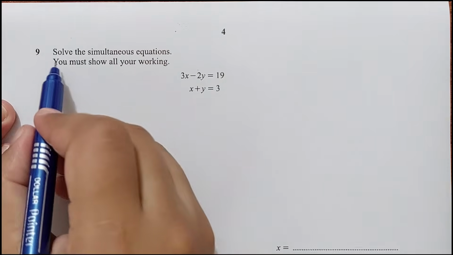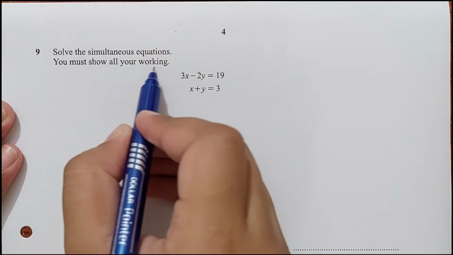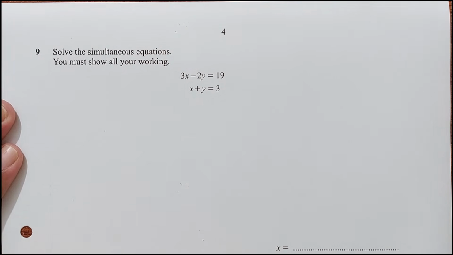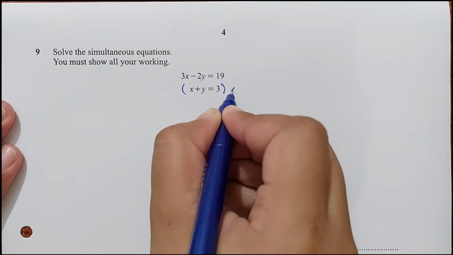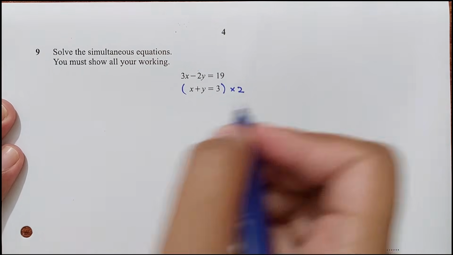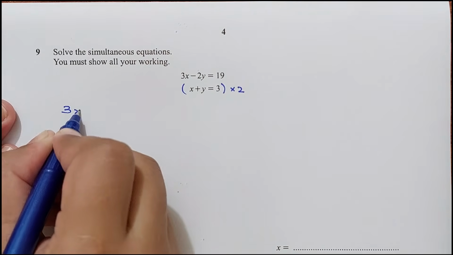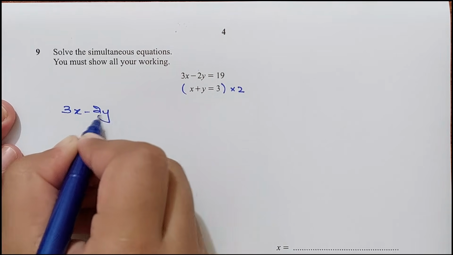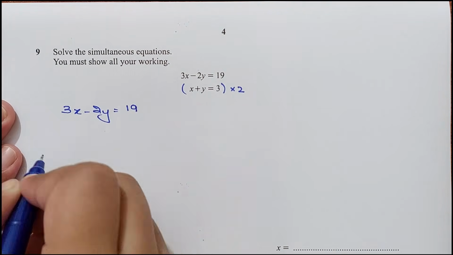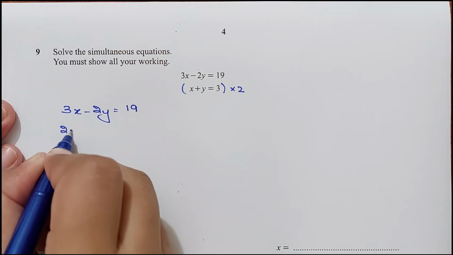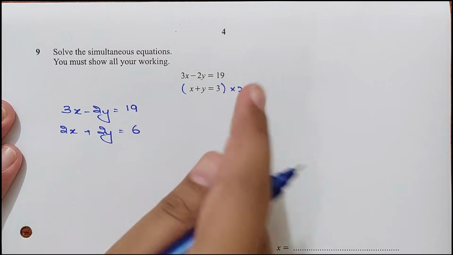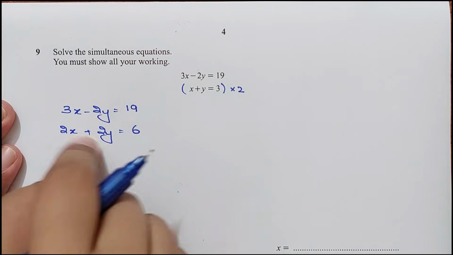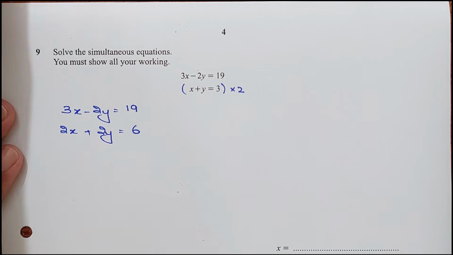Question number 9. Solve the simultaneous equations. You must show all your working, right? So let me use the method of elimination here. Let me multiply the second equation by 2 to get rid of y. The first equation stays the same, 3x minus 2y equals 19, and the second equation, multiplied by 2, gives 2x plus 2y, and 3 times 2 is 6. I multiplied by 2 so the y terms cancel, plus 2y and -2y.